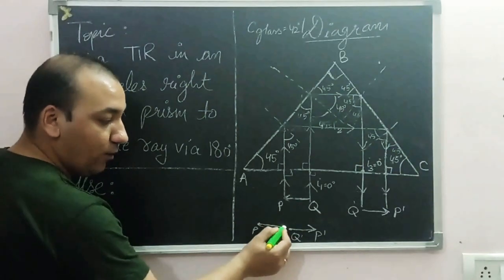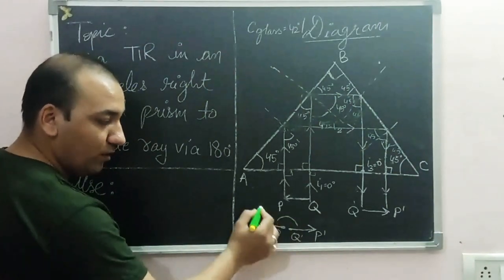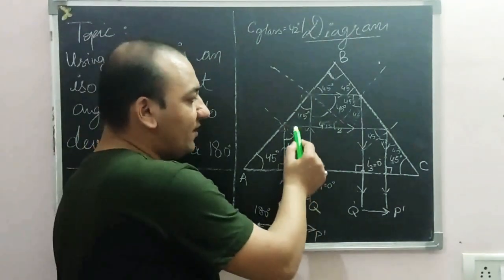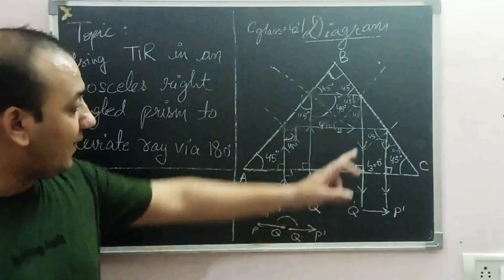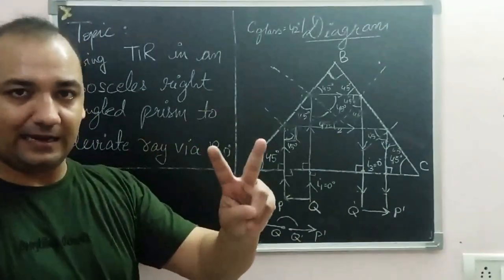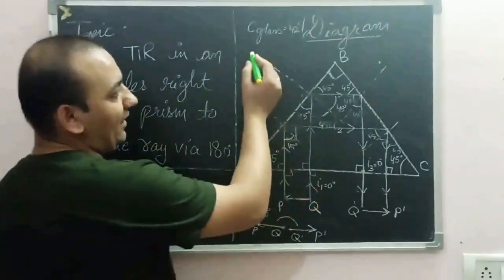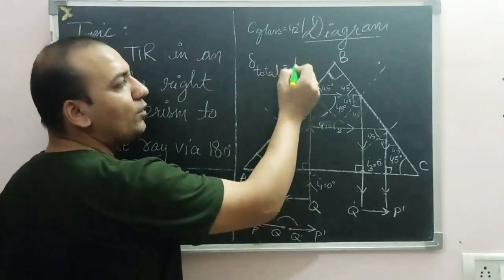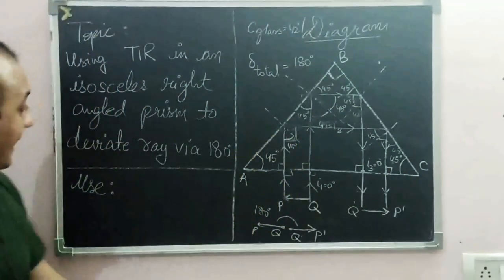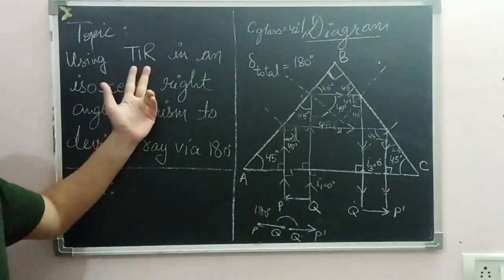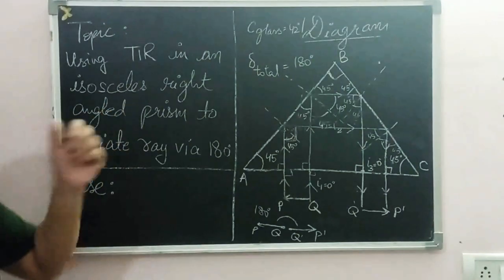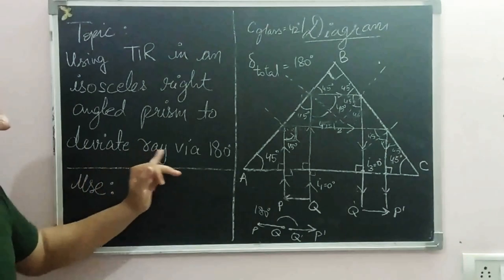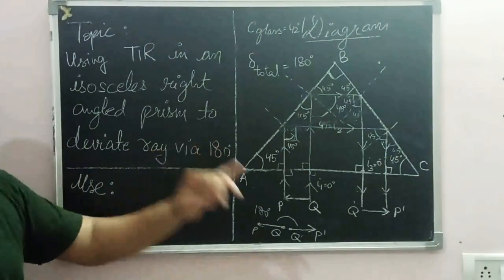And if you carefully observe the angle between the two of them, it's 180 degrees. Why? Because a 90 degree bending was done here, and 90 was bent here. It's twice 90, so the total deviation angle turns out to be 180 degrees. Which means that we have used total internal reflection in an isosceles right angle prism by keeping the base to be the hypotenuse, and we have deviated the ray through an angle of 180 degrees.